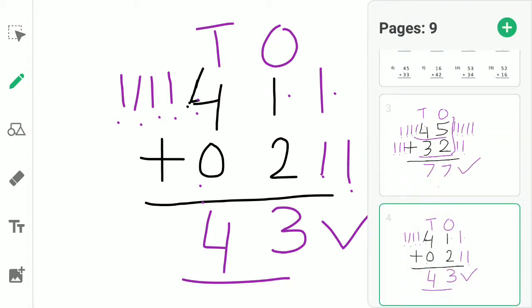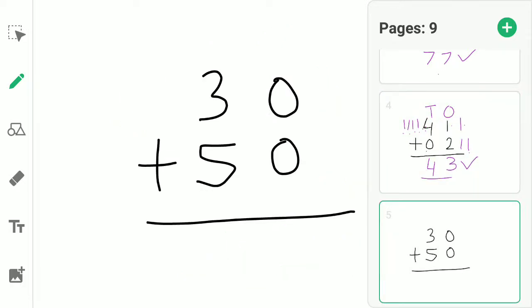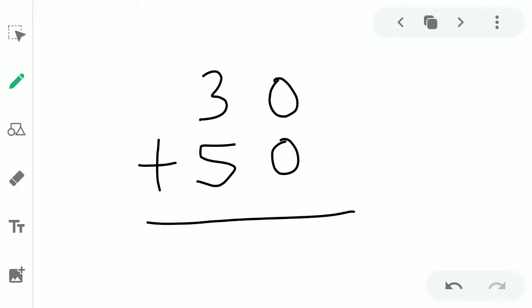So I hope this whole concept is clear. Now we are going to move further in the same concept, that is addition of 2-digit numbers. But here we have a new concept, and the concept is that when at the place of ones both the numbers given are 0. Let us start. Here let us write tens, and let me write here O.